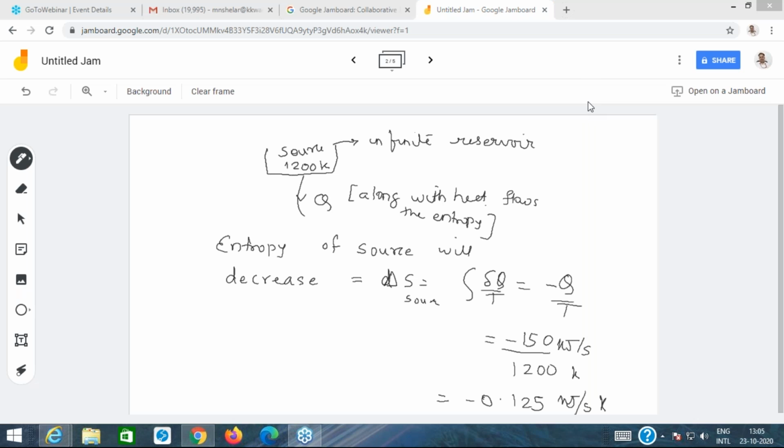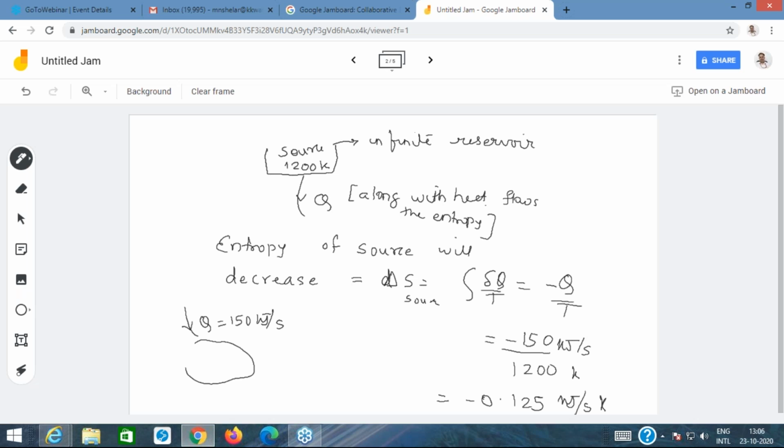Now you calculate the entropy change of the system. Let me draw it again. So now this heat, without any heat loss, is 150 kilojoules per second. What will happen to the entropy of the system? Entropy of the system would increase, right? And calculate that. It is a very simple calculation.